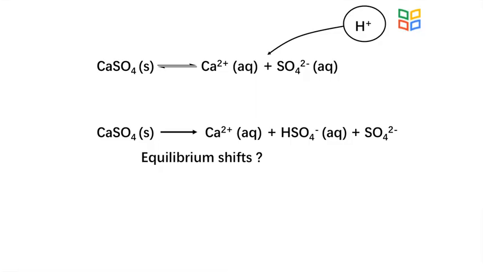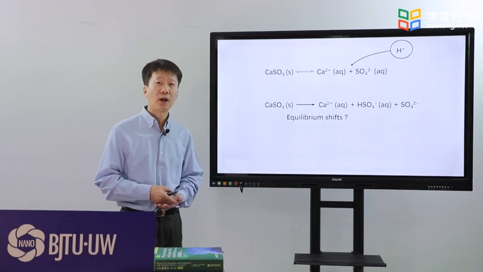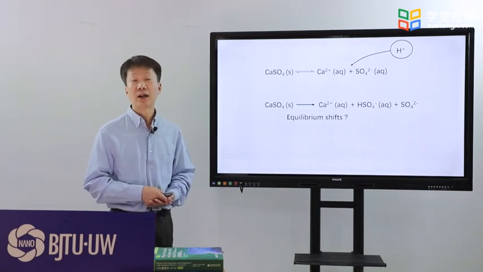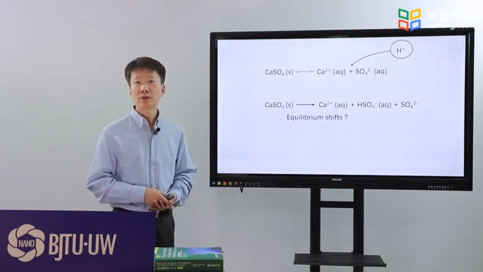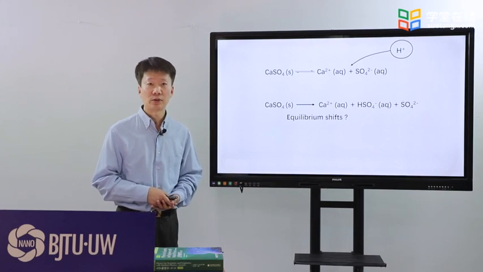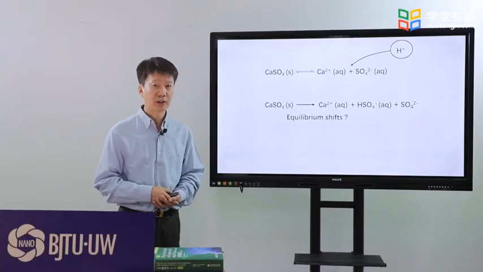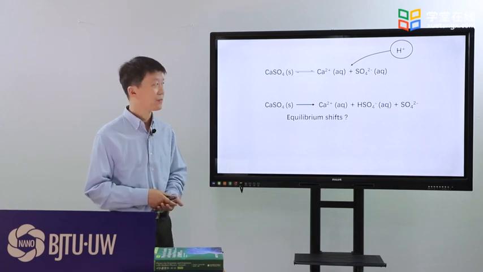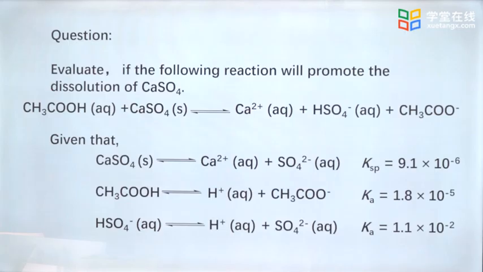Another example, the dissolution equilibrium of calcium sulfate. The salt gives calcium ion and sulfate ion. If a proton is introduced into the solution, will it change the equilibrium by forming hydrogen sulfate ion? Does the equilibrium shift to the right or not? Let's answer the question by calculation.